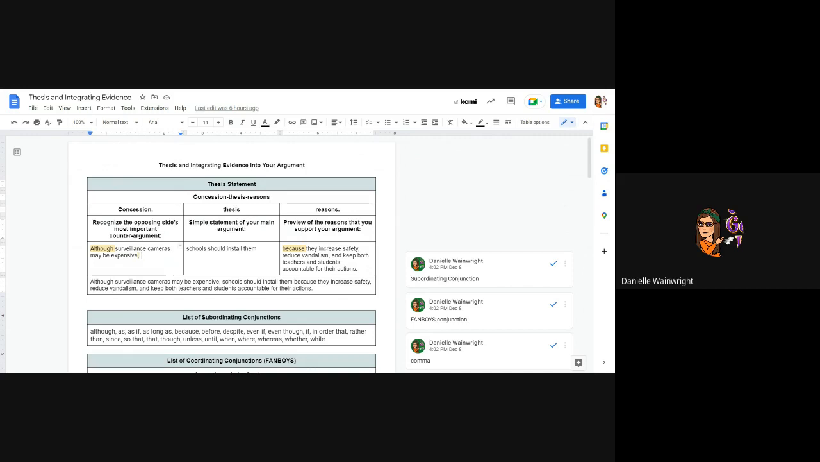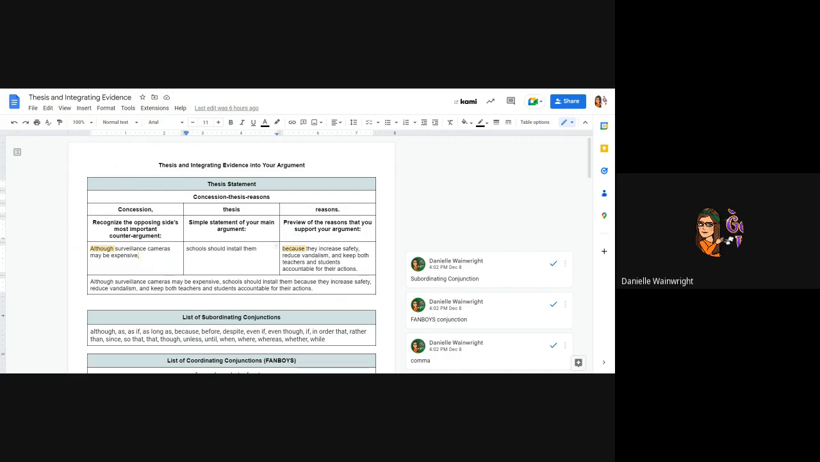Dependent clauses cannot stand alone, and because of that, they need a subordinating conjunction. So your concession is usually going to start with a subordinating conjunction, right? And a dependent clause. "Although surveillance cameras may be expensive" is not a sentence by itself. It needs the rest of this statement: schools should install them.